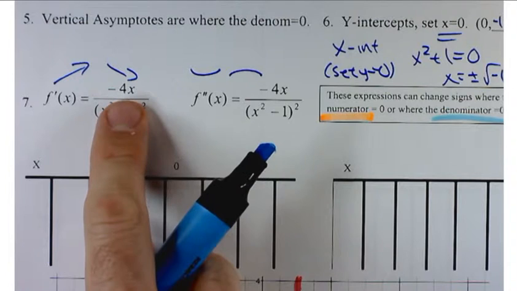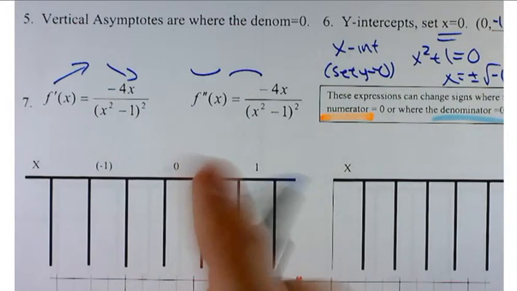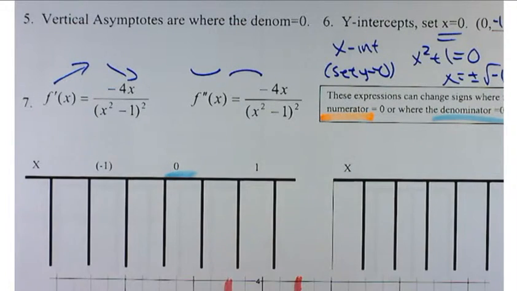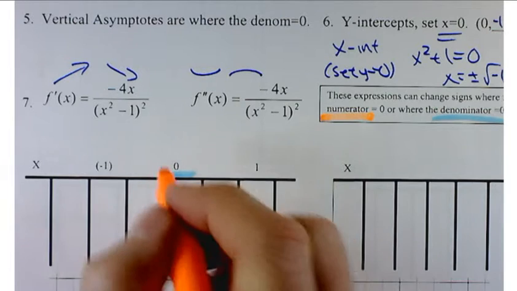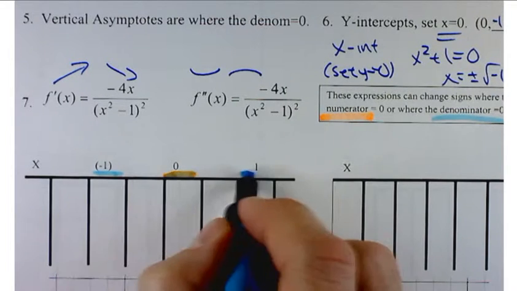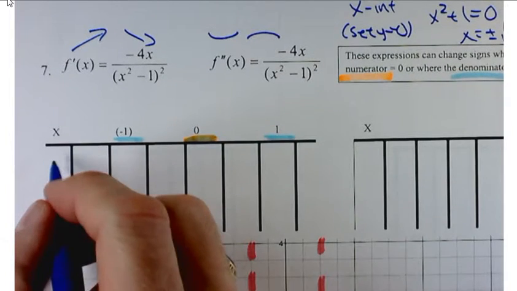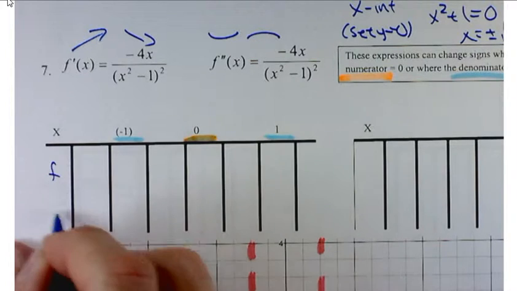Let's start with the first derivative. Where could the numerator equal 0? All right, so at x equals 0. How about where the denominator equals 0? -1 and 1. So you just kind of keep these color coordinated. Numerator equals 0 and denominator equals 0. So let's do ourselves a little bit of a t-table here. You've got x, f, and f prime.